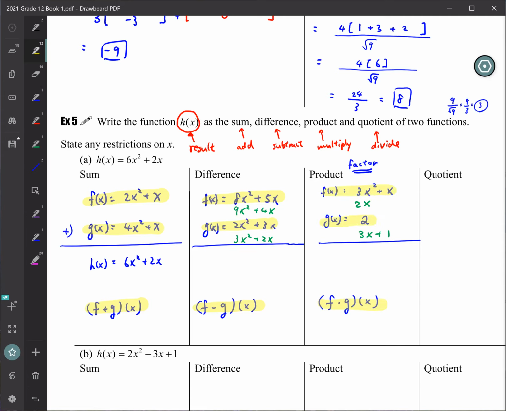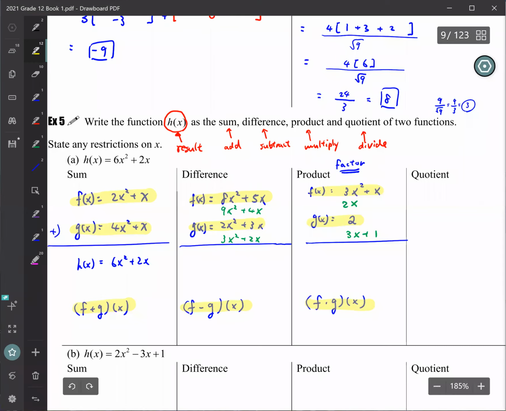Okay, last one is the quotient. Okay, let's look at quotient. Quotient means the answer of dividing. So h of x is the answer for dividing. So you want to choose two functions so that they divide each other and will give you the h.